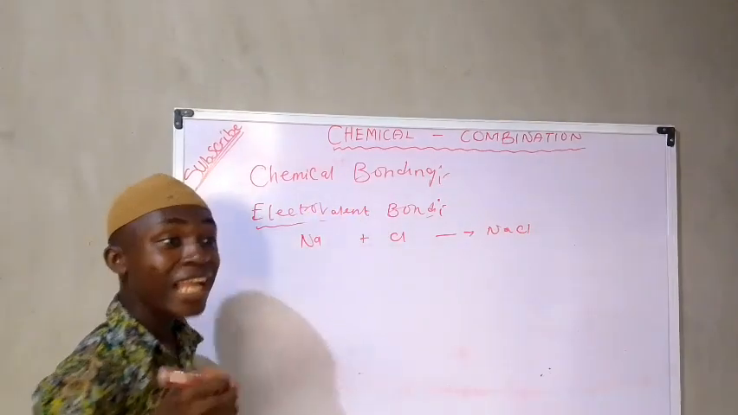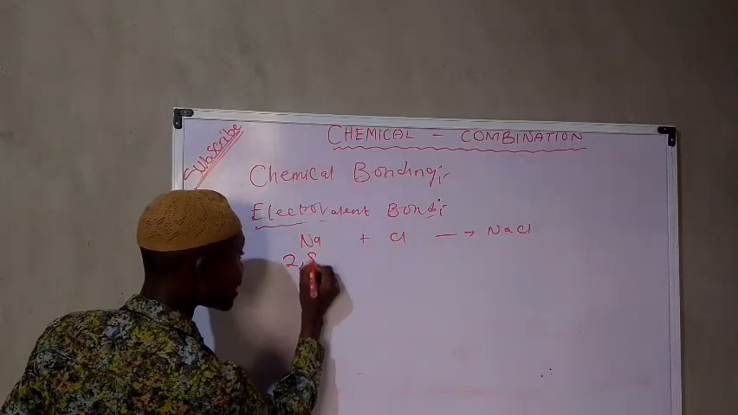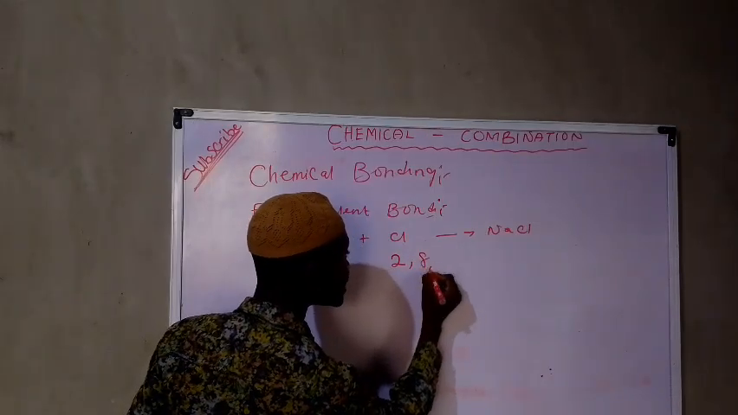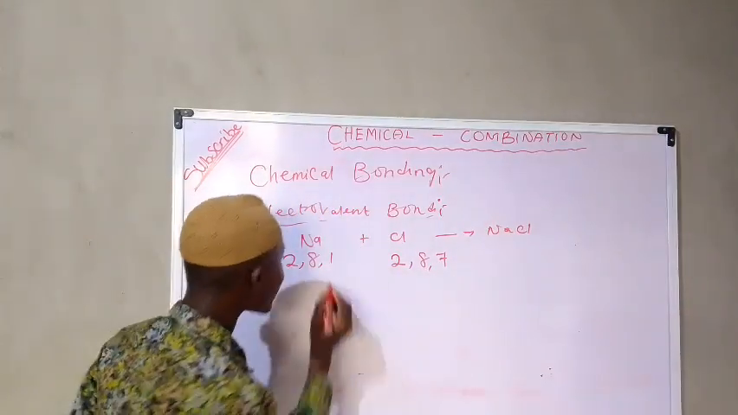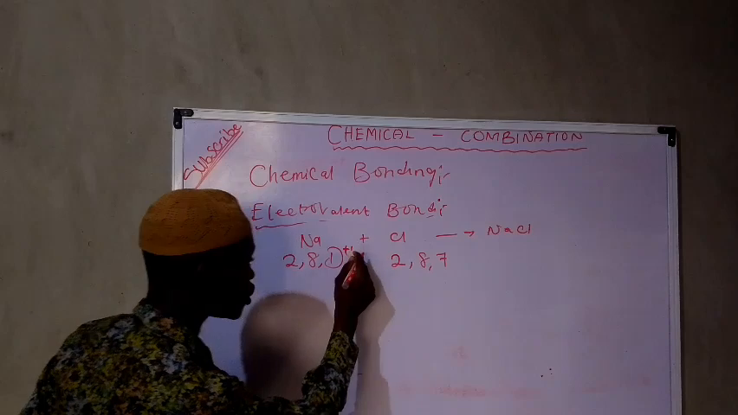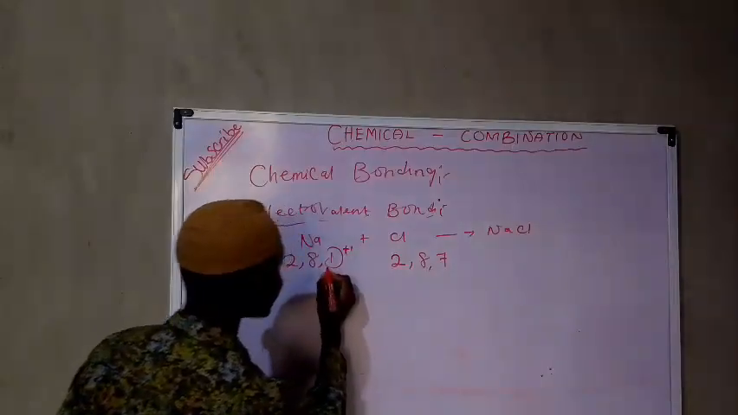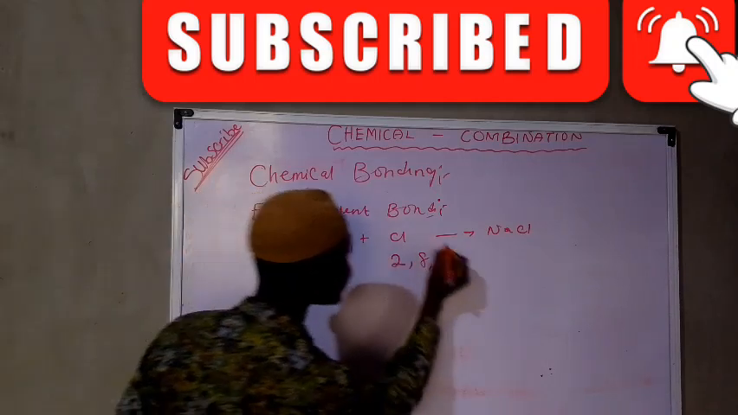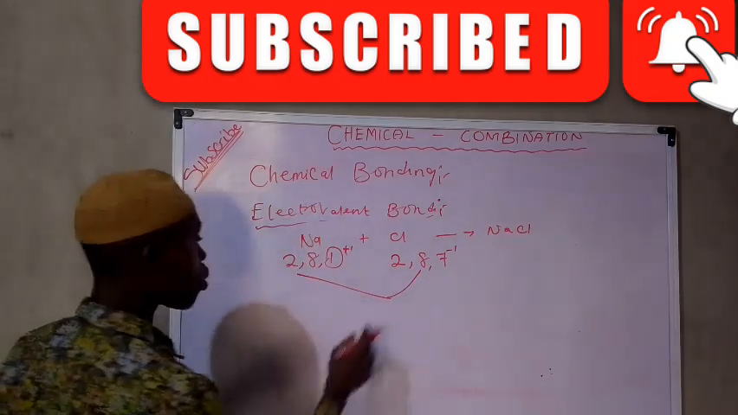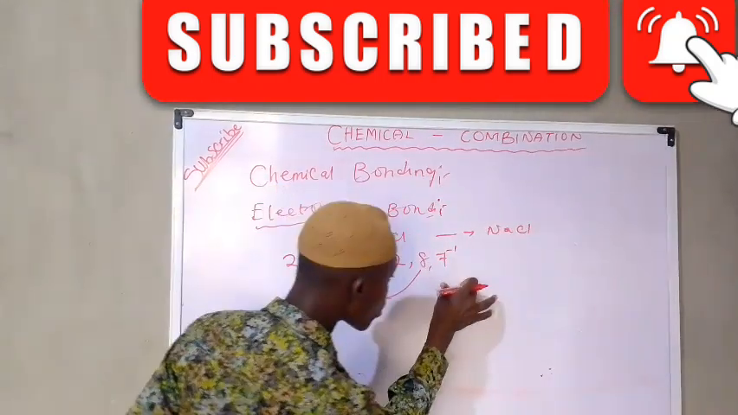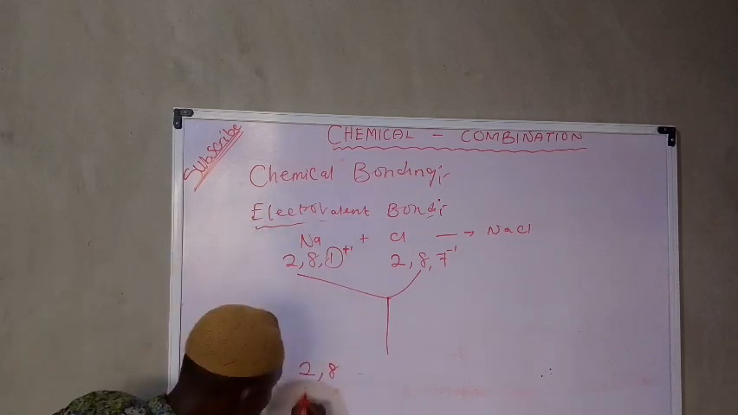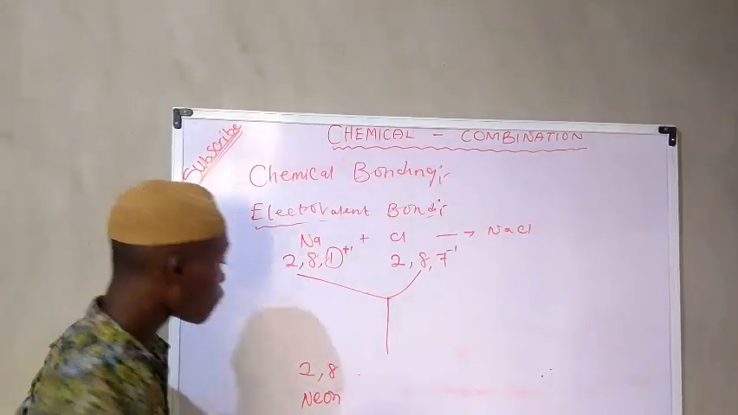Sodium has the electronic configuration 2,8,1, and chlorine has the electronic configuration 2,8,7. When this metallic element loses an electron, you can see a positive sign, which means it has lost an electron. When the sodium metal transfers one electron to the non-metal, it attains 2,8, which is known as neon. Neon has the electron configuration 2,8.